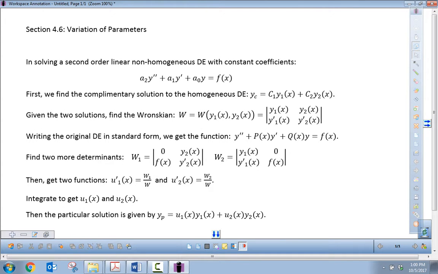We're solving non-homogeneous differential equations, and we use a technique called undetermined coefficients. I don't know if you realized that or if I said that last time, but our undetermined coefficients method was a little restrictive.